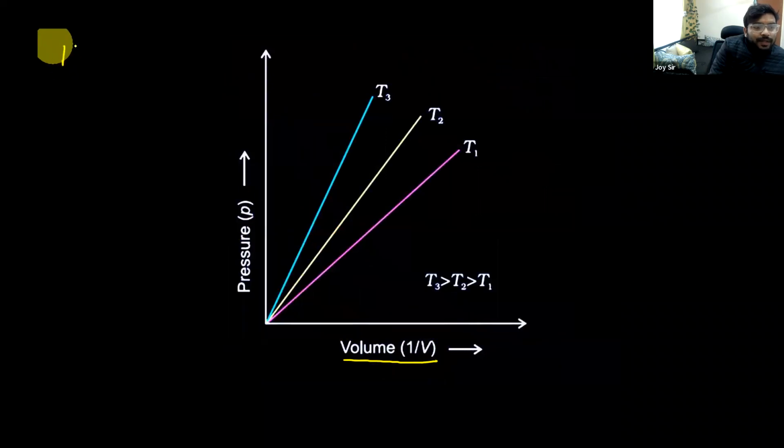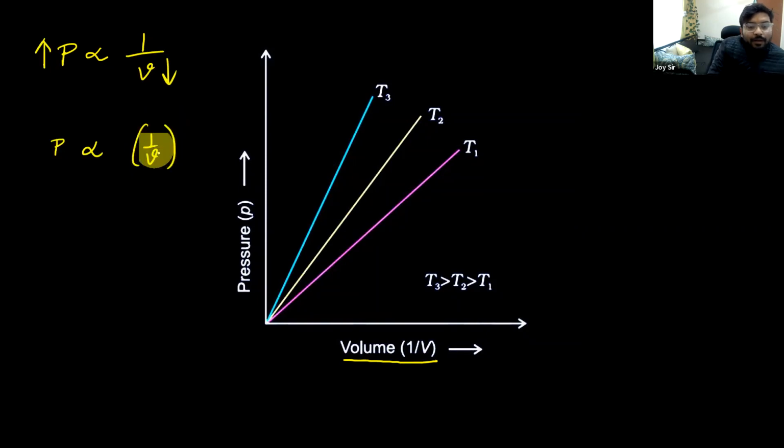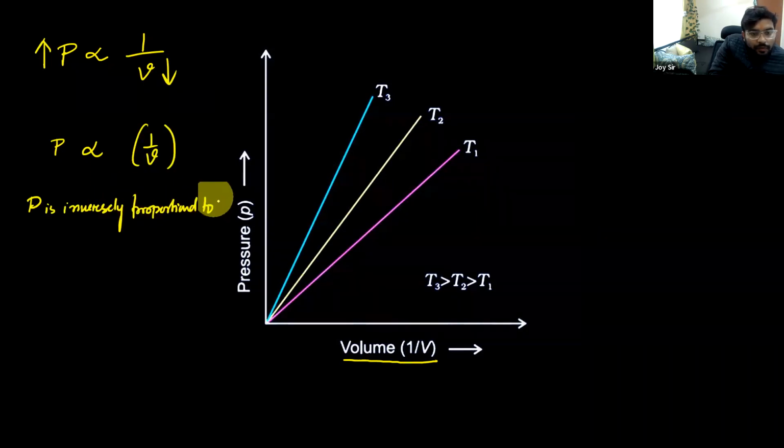See how pressure varies with volume inversely. Okay, pressure varies with volume inversely. When pressure increases, volume decreases. But as a whole, P is directly proportional to 1 by V. Because P is directly proportional to 1 by V, I can say that P is inversely proportional to volume.